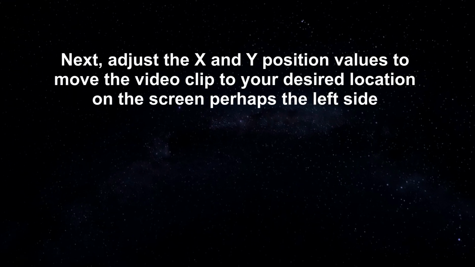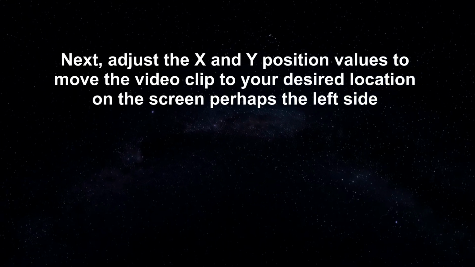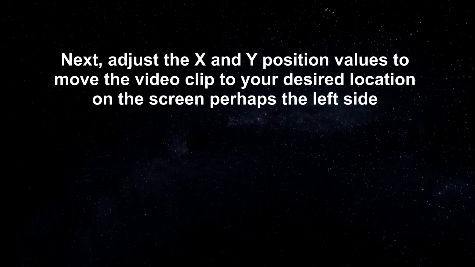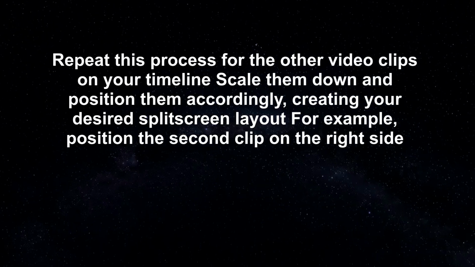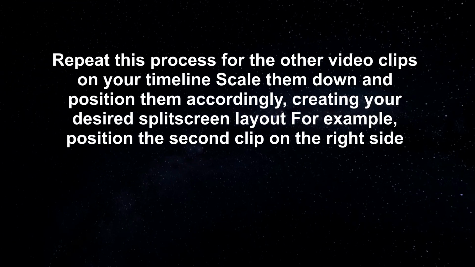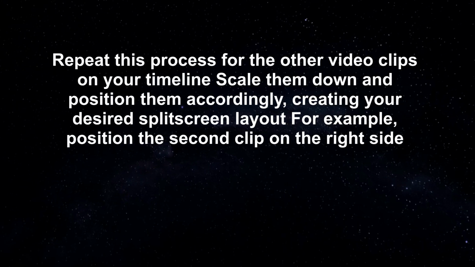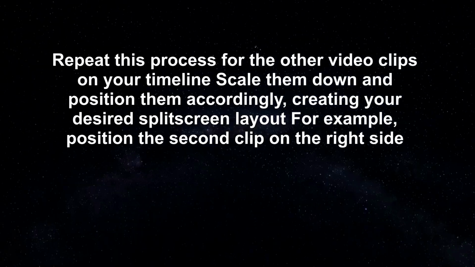Next, adjust the X and Y position values to move the video clip to your desired location on the screen, perhaps the left side. Repeat this process for the other video clips on your timeline. Scale them down and position them accordingly, creating your desired split screen layout. For example, position the second clip on the right side.